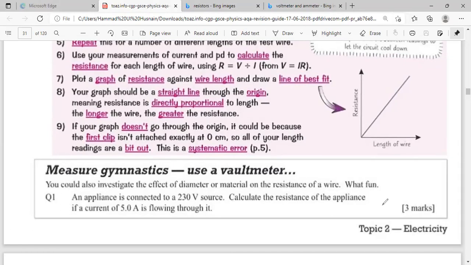We're working out resistance, that is in ohms, right, and the formula for that is potential difference equals current times resistance, right? And we know that the potential difference is 230. Exactly. So 230 equals 5. Wait 1 second.